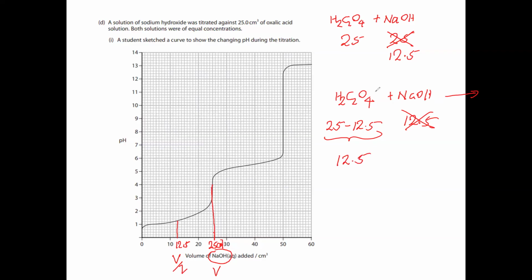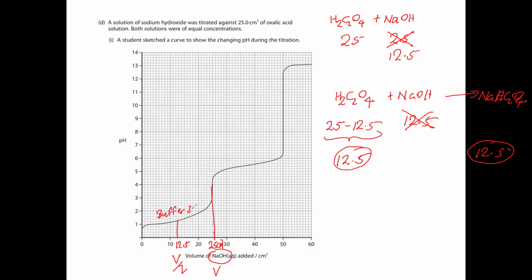12.5 H2C2O4 reacts with 12.5 sodium hydroxide to give 12.5 salt, HC2O4⁻, and water. That means 12.5 of salt is produced. Can you see that? The salt concentration and the weak acid concentration are equal. Since they are equal, this is a buffer system. So this whole area is a buffer system.